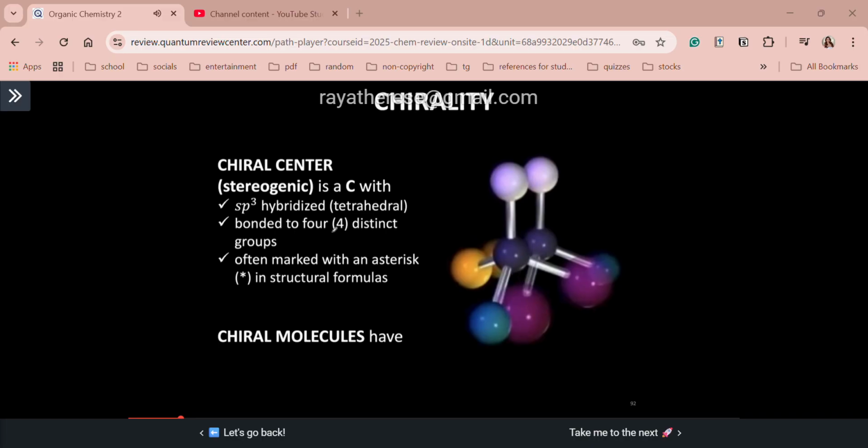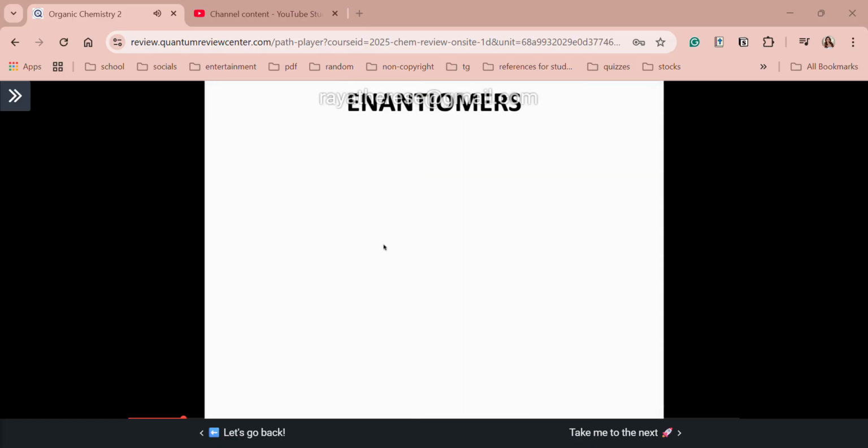Class, chiral molecules always have at least one chiral center, like this one. Usually a carbon, most of the time. And they should lack internal symmetry. Once they possess internal symmetry, it cannot be chiral. We call this an achiral compound. Let's now discuss the different stereoisomers starting with your enantiomers. We are very familiar with enantiomeric forms. They exist in pairs because these are pairs of stereoisomers that are chiral.